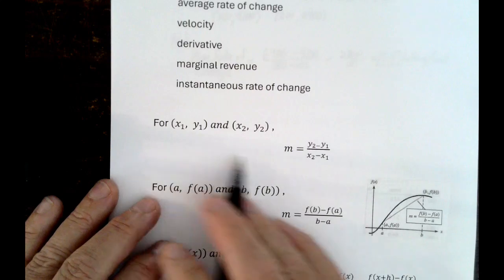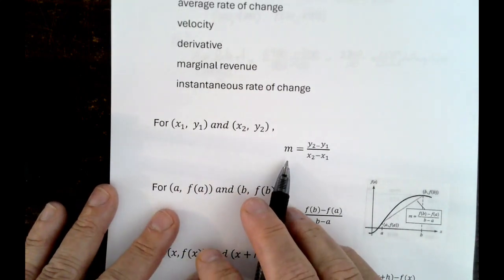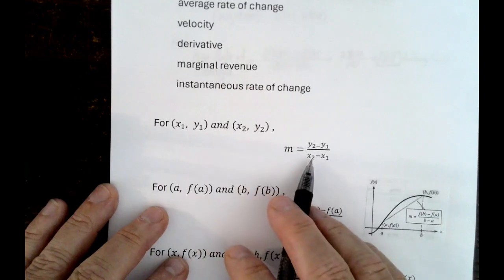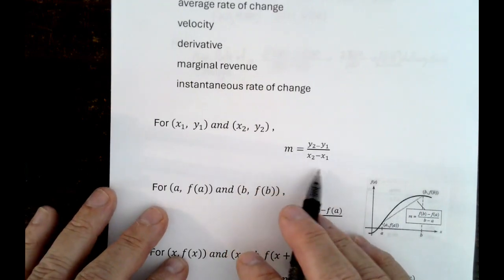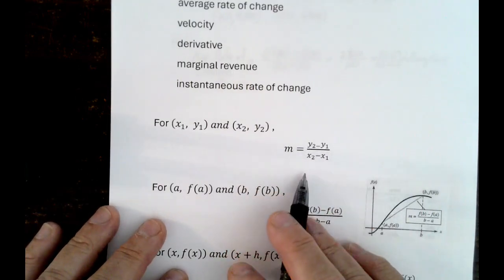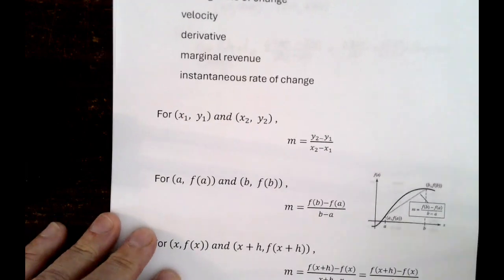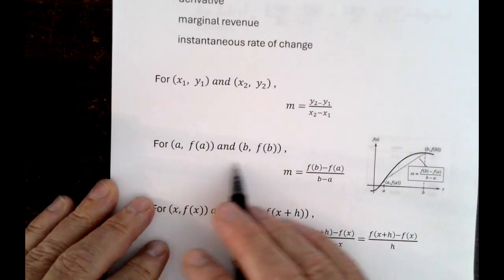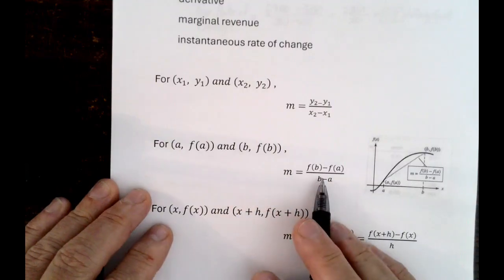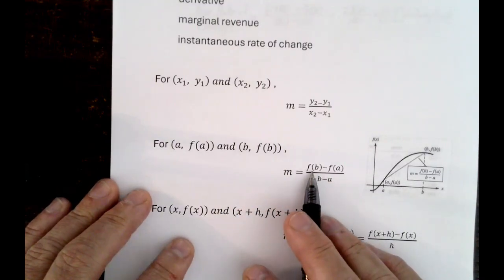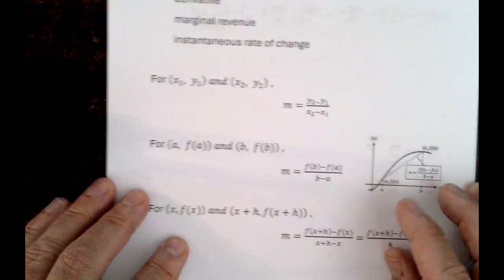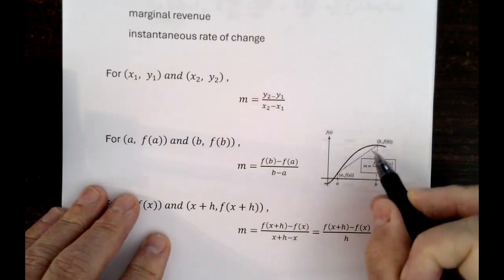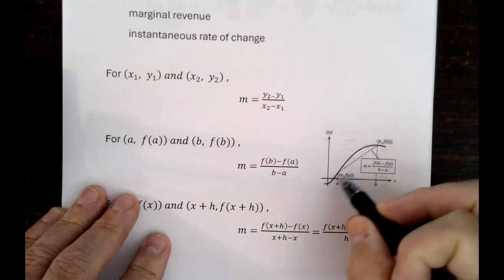So let's take the traditional way of talking about slope. If you got 2 points, x1, y1, x2, y2, your slope is just y2 minus y1 over x2 minus x1, the difference of the y's over the difference of the x's. We all know that. We can also talk about some point A and f of A and some point B, f of B. And so in the same vein, we got f of B minus f of A over B minus A. And so you can see 2 points here, A, f of A, B, f of B. And you can see a line here.